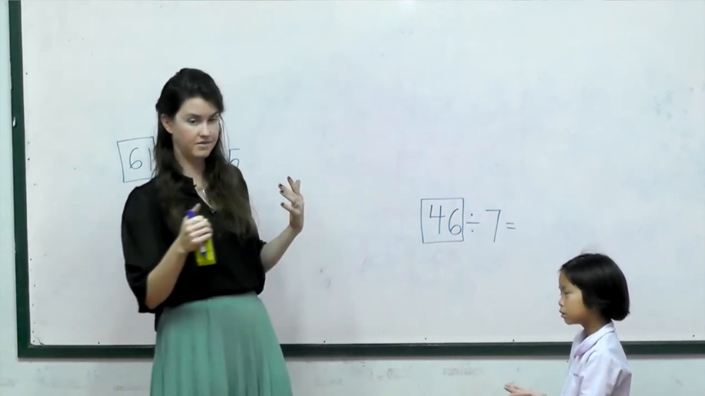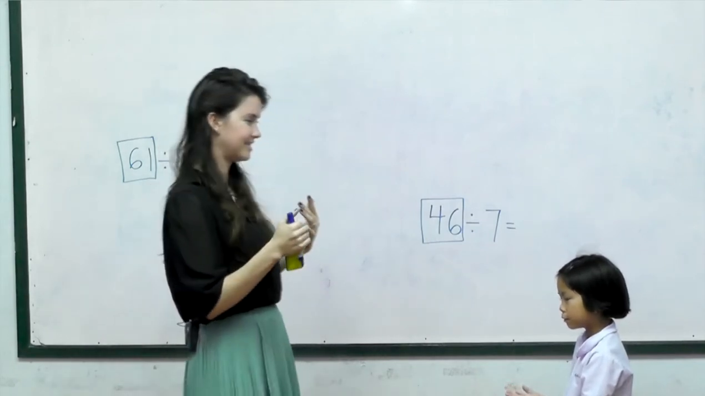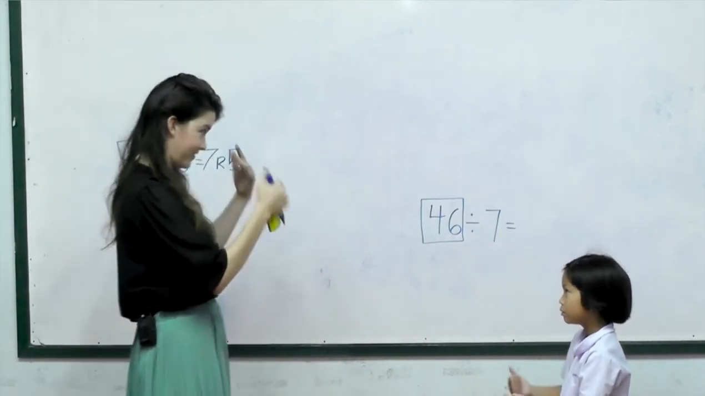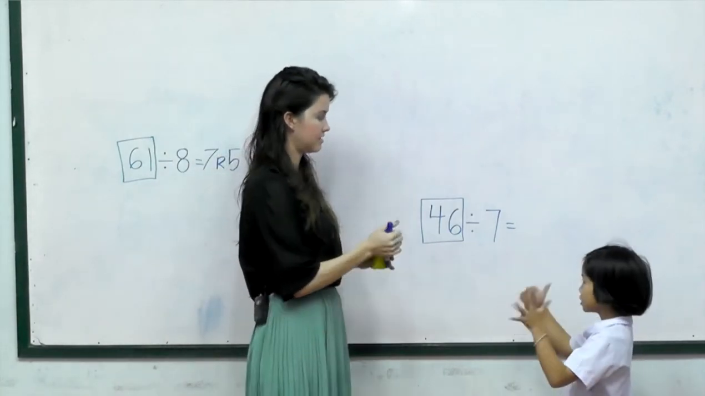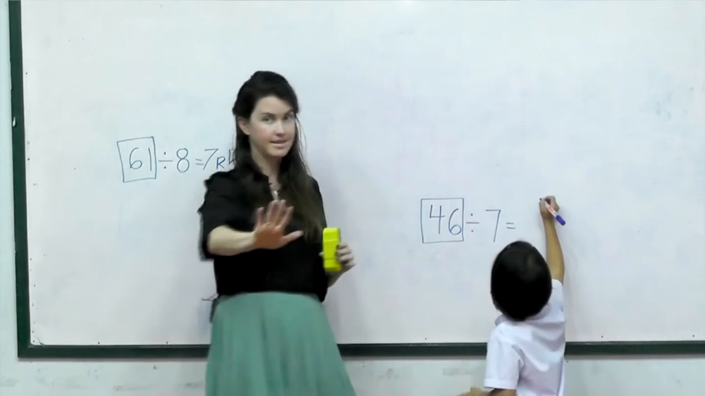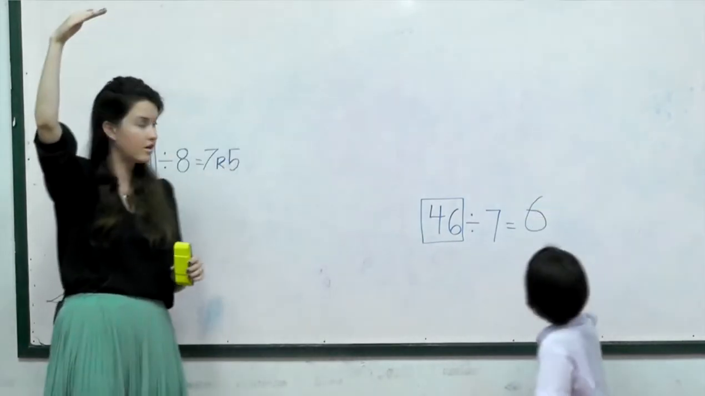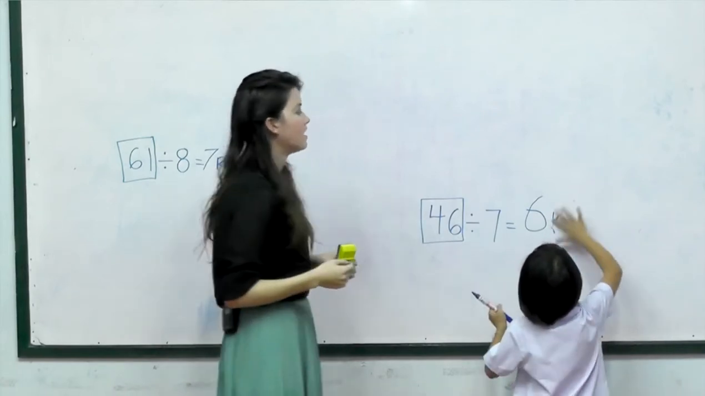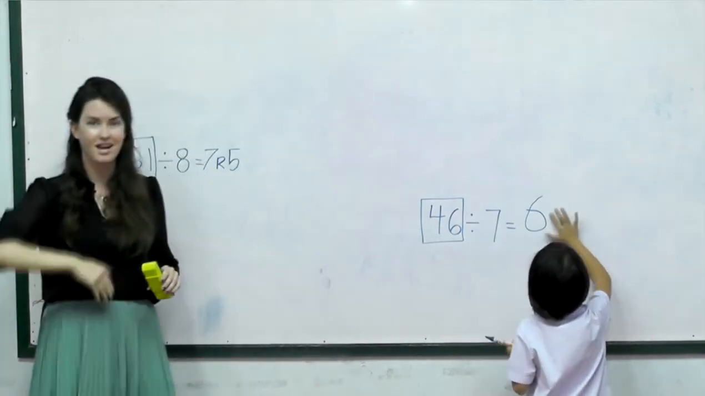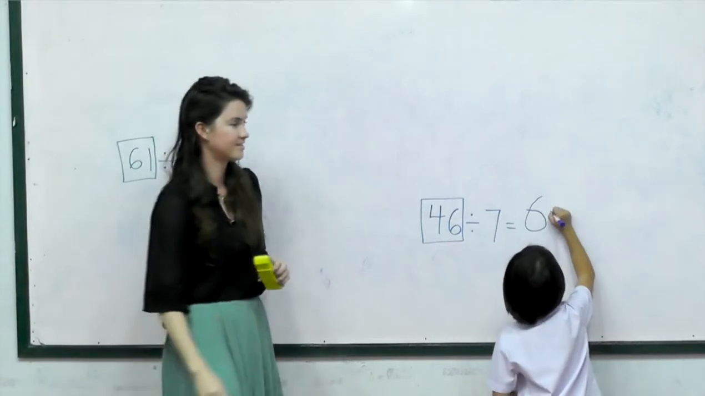33. Help her out, friends, if you've got it. 42. And stop. Now we're going to stop. How many fingers do you have? Six. Okay. So we stopped at 42 because we don't want to go over. And our remainder, we're going to count from 42 all the way up to 46.